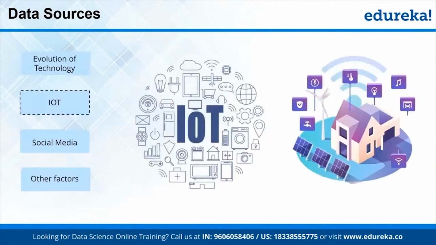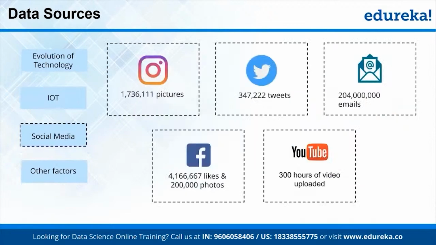Next, we have IoT. IoT is nothing but Internet of Things, as in we will be connecting all the devices which we have in our houses to the internet and consuming the data. Now sensors will be there in each and every device, and that device will continuously be generating the data. Then we have social media platforms. Again, a huge amount of data is coming from social media platforms as well.